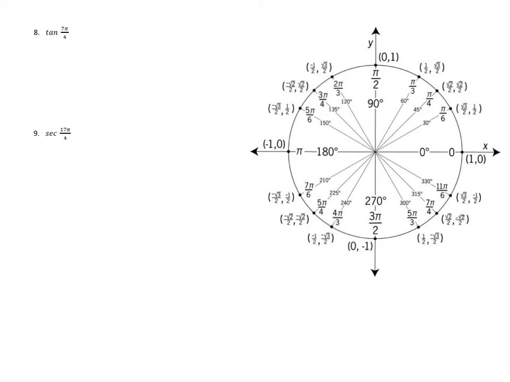Okay, and for our last two, let's look at the tangent of 7 pi over 4. Let's find 7 pi over 4. That looks like that's quadrant 4. Right, and we know tangent is sine over cosine. So in this case, remember cosine comes first and then sine. So tangent is sine over cosine.